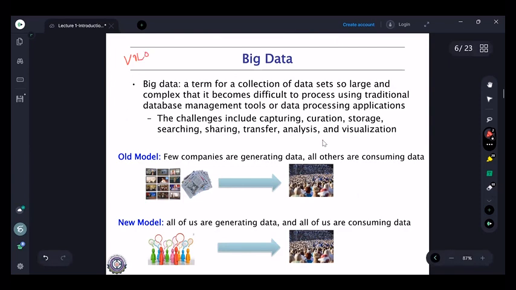So the characteristics of the big data, we can say volume, and then variety, and then velocity, 3V. This is the features, or we can say the characteristics of the data. If the data meet this requirement, the characteristics, then we can say that is a big data.